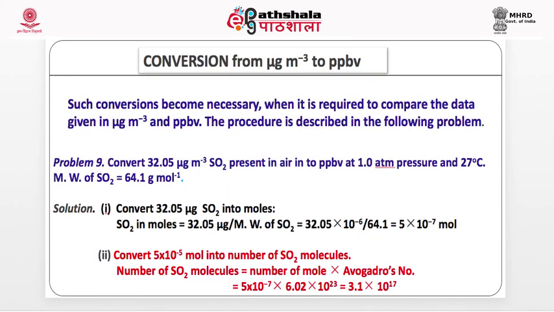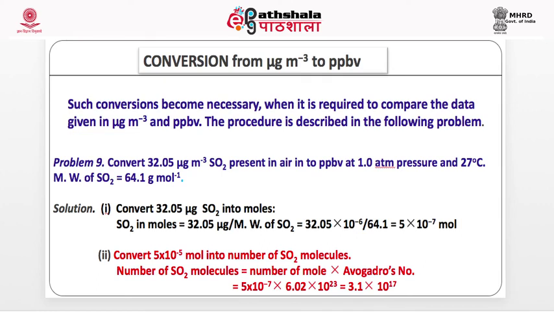Conversion from microgram per meter cube to ppmv. Sometimes it is necessary to convert. Actually, what happens in literature? You have different data on NO2 concentrations worldwide. Some people have reported in one unit, some in a second unit, some in a third unit. How to compare them? You have to use conversion from one unit to another to bring them to the same unit. That's why this kind of conversion is necessary.